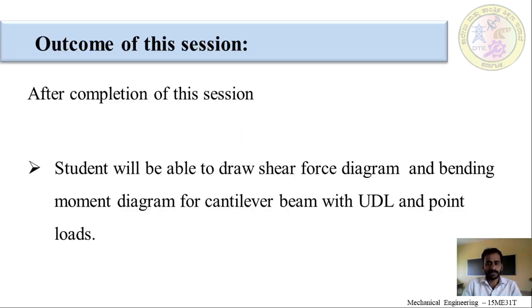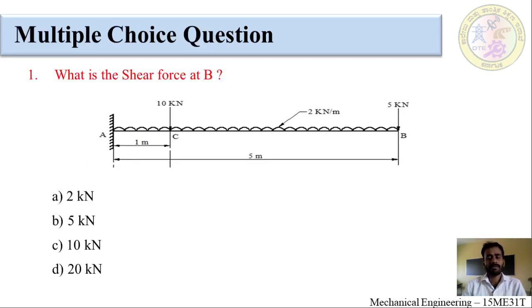So, after completion of this session, you will be able to draw shear force diagram and bending moment diagram for cantilever beam with the uniformly distributed load and the point loads. We will discuss a few questions on this session. They are multiple choice questions.